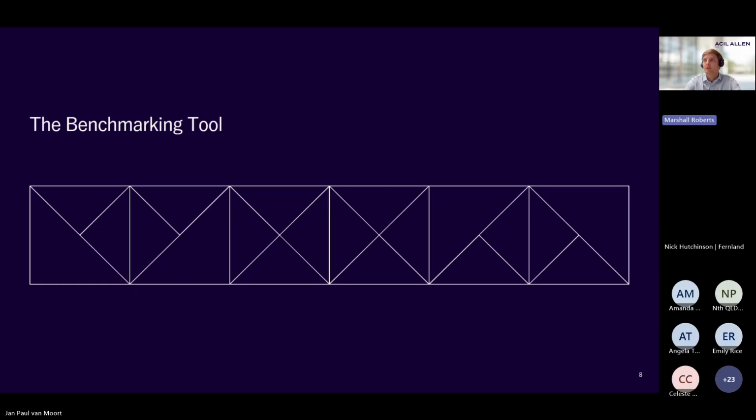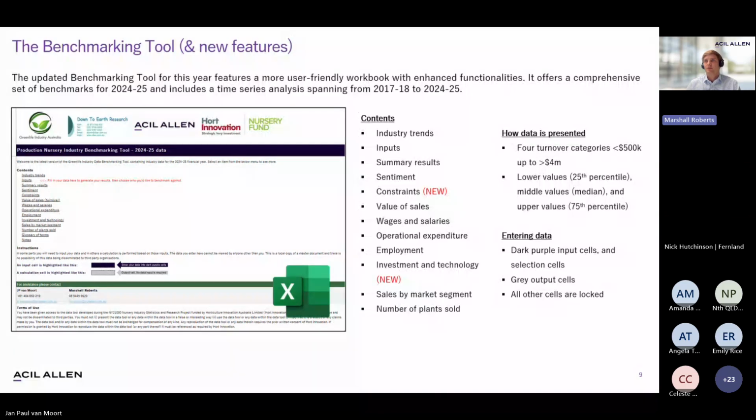I'm now going to introduce the benchmarking tool, for those who are not familiar with the tool, some of the updates and a quick refresher on how to use it. So we jump into the next page, JP. So this is the benchmarking tool interface. It's an Excel-based tool as it has been in previous years.